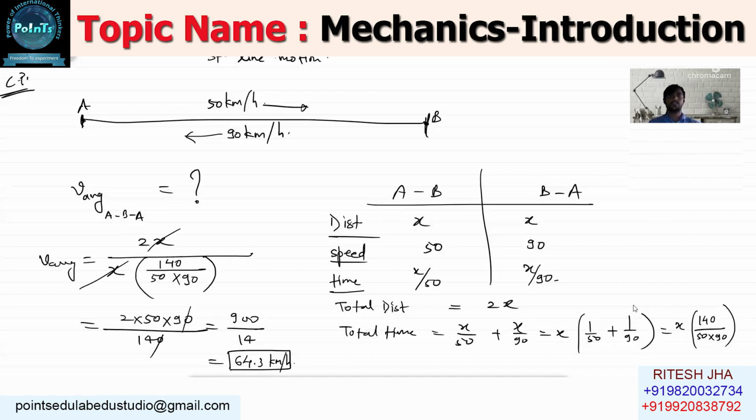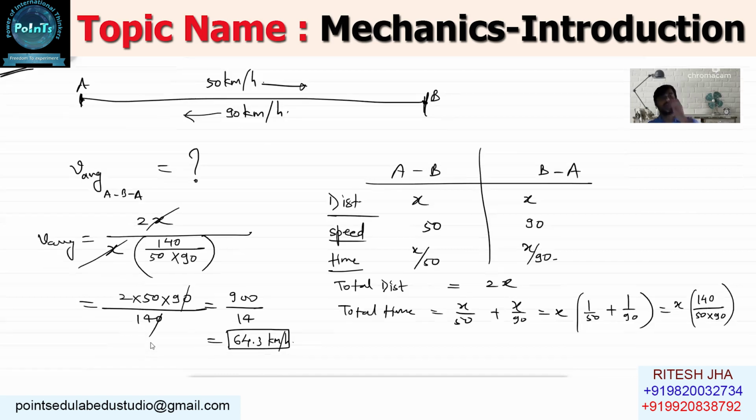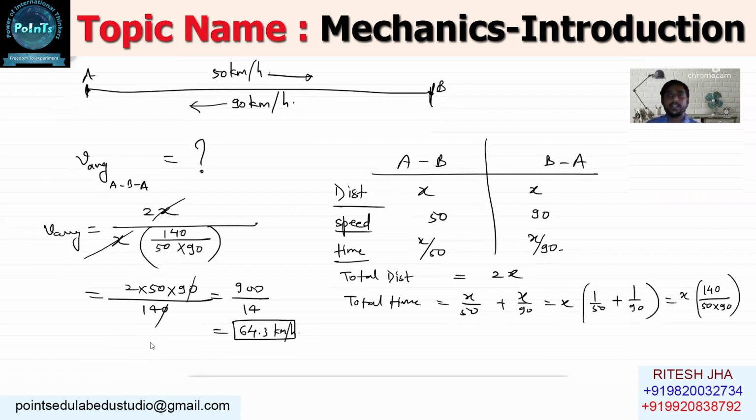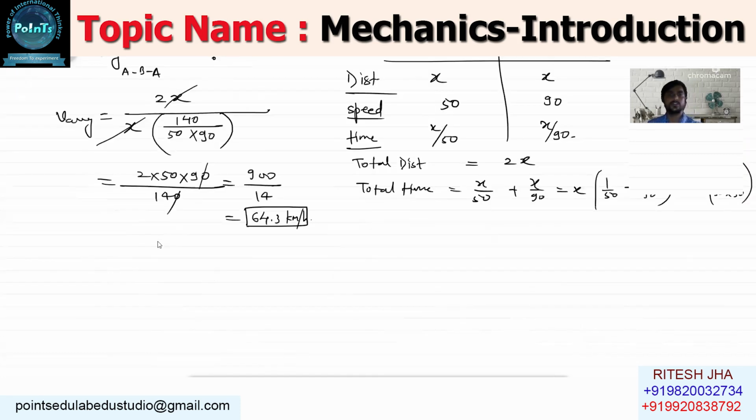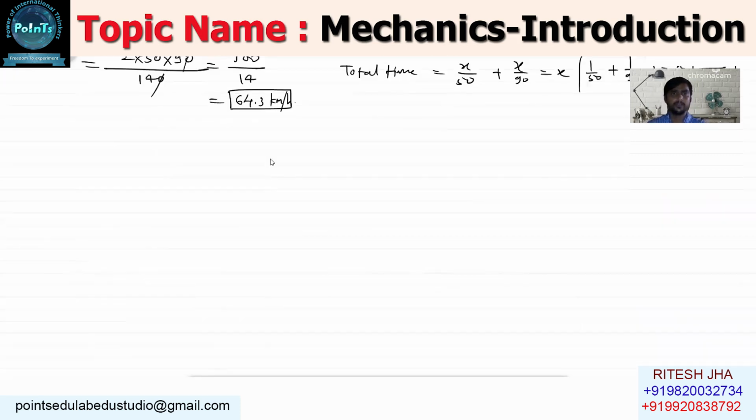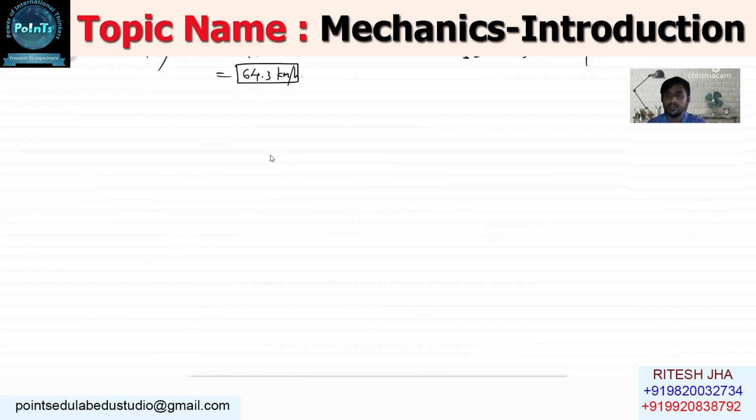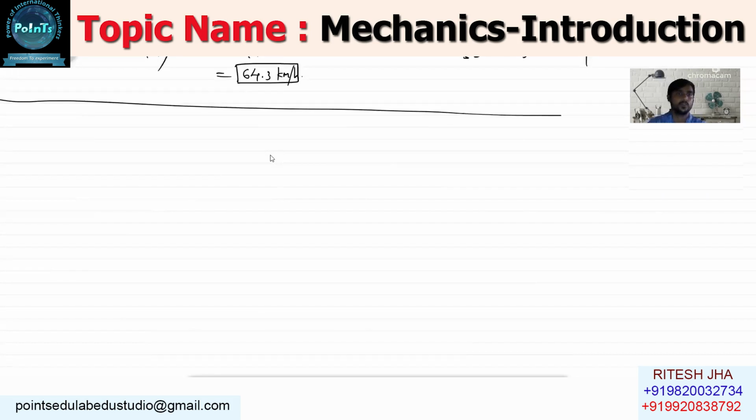So did you understand this whole thing? You have to rearrange it. So you have to get the total distance and total time. Anyways, this is not at all difficult. But it was kind of unfamiliar to you, right? No problem. Now let's understand, since we got introduced to the term speed.